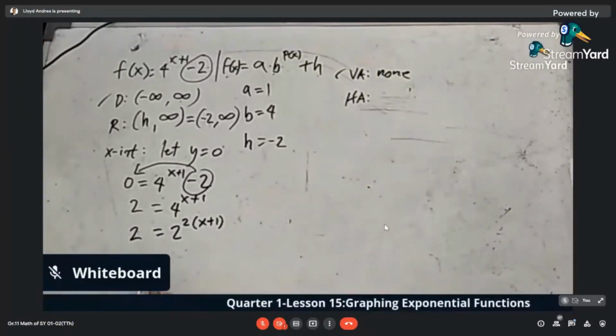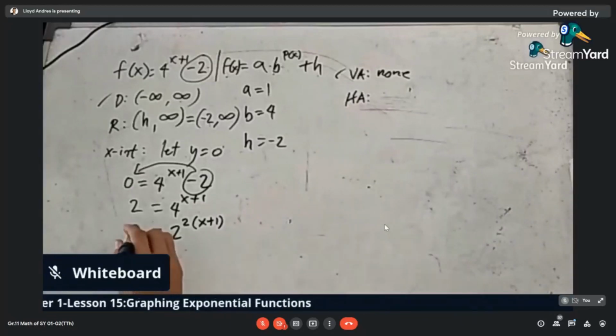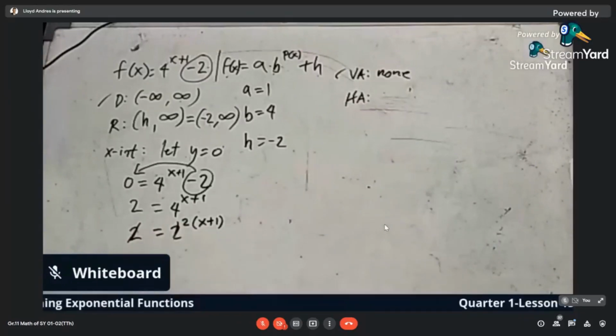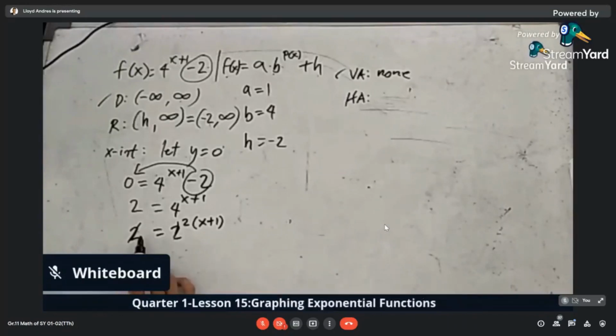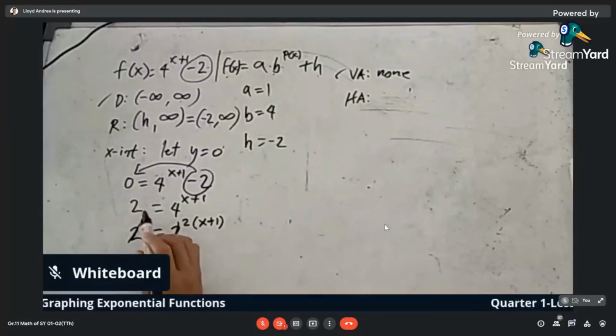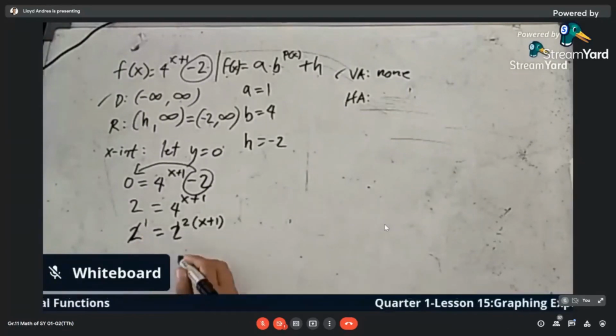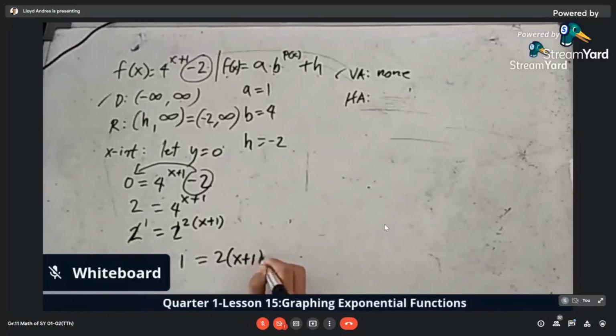So, after mapareha og base, ang buhaton, apply the one-to-one property. So, drop your base. Wala man ang base dire. Kasi pasabot kung wala nay exponent dire, pasabot 1 na ang exponent niya, walang gisulat. So, meaning that becomes 1 equals 2x plus 1.